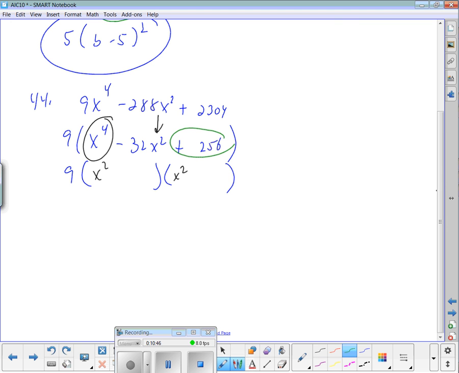Back number. I got to find something that gives me a difference of 32. Because it's 1x squared and 1x squared. So I don't know. You just got to start dividing 256 by numbers. Divide it by maybe 8. What's 256 divided by 8? So it's 32. So 8 times 32 is 256.